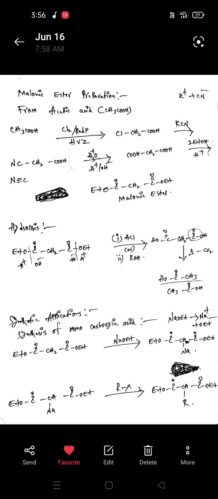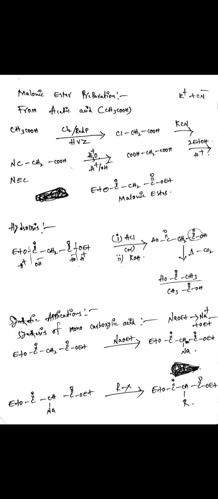After that, this malonic acid reacts with ethyl alcohol in the presence of acidic medium. This reaction we call an esterification reaction, to form the malonic ester. So this is a very simple reaction, and the malonic ester is formed here.